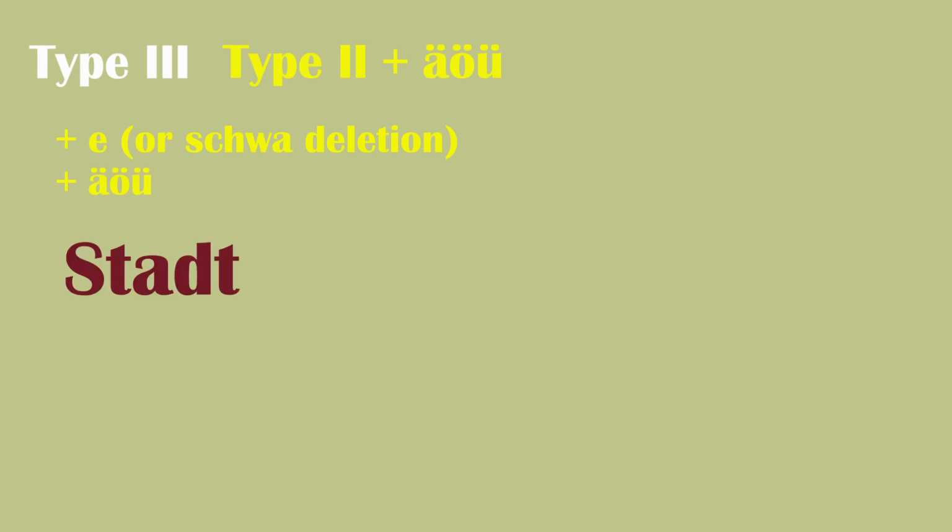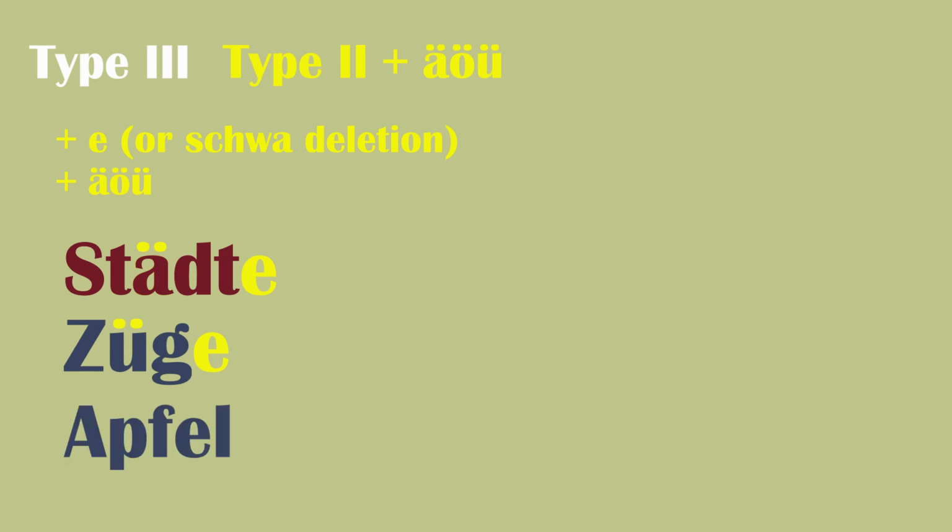So Stadt doesn't have a schwa, so it gets the e ending. Stadt. Then we add the umlaut. Städte. The plural of Stadt is Städte. Zug. No schwa means we add an e. Züge. Then we add the umlaut. Züge. Apfel. Here, schwa deletion applies because we already have a schwa in the last syllable of the word. That means no e ending, but we still have to add the umlaut.